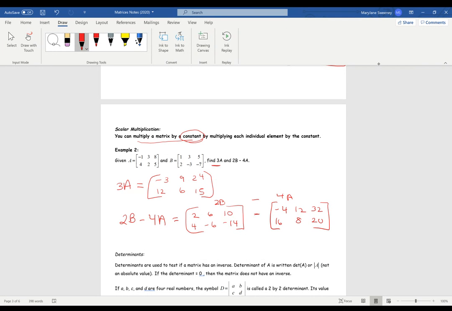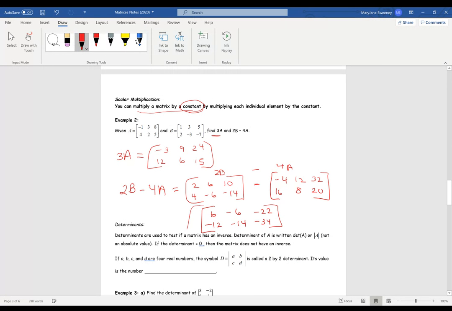And now it's just a subtraction, just like you were doing in the last one. I'm not going to bother, I'm just going to go right to the answer. So here I would go 2 minus -4. 2 minus a -4 is a +6. 6 minus 12 is -6. 10 minus 32 is a -22. 4 minus 16 is -12. -6 minus 8 is a -14. And -14 minus 20 is a -34. So that is my answer.